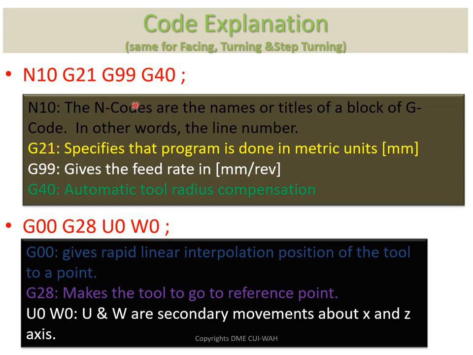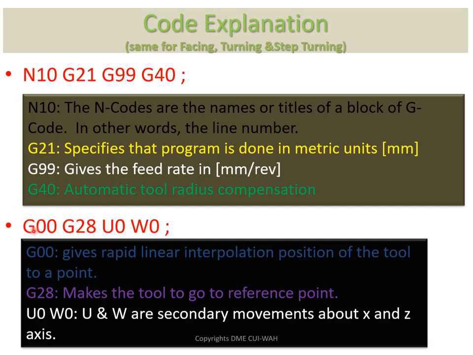G40 code is used for tool radius compensation. There are two other codes, G41 and G42, for left and right tool radius compensation, but here with the help of G40 we are selecting automatic tool radius compensation. Now the machine, our CNC, will automatically select the tool radius compensation according to our tool and workpiece.